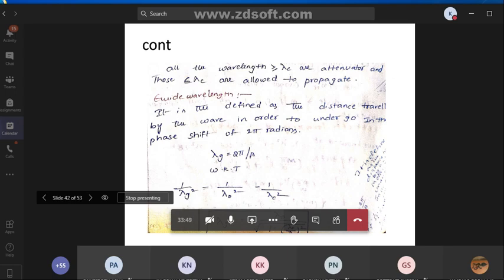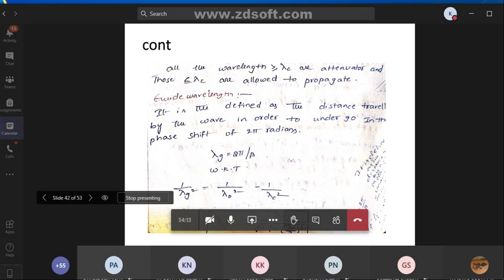So to propagate the wave, the wavelength must be less than the cutoff wavelength. Then only the wave will propagate. If the wavelength is greater than lambda c, the wave will be attenuated. Okay? So then see what is guide wavelength.